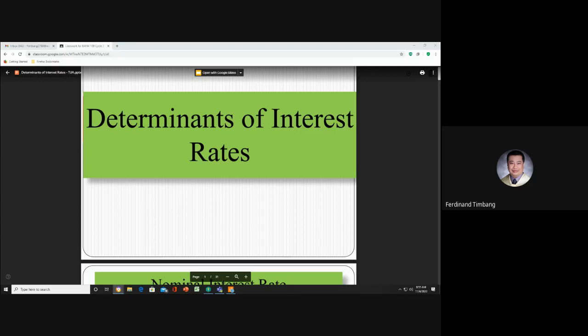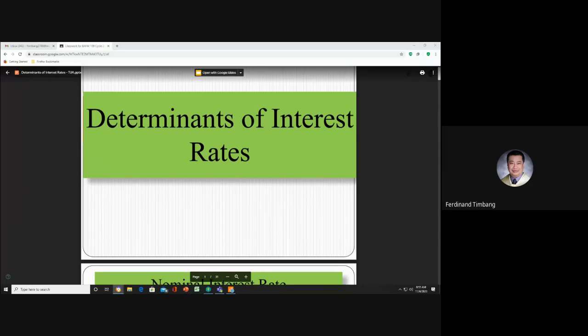Okay, so like what I said, the determinants of interest rates was already discussed before. I don't know if it was in financial management or financial markets. But anyway, there are changes that I included here in the determinants of interest rates, because this time I combined the concepts made by Saunders and by Brigham. So there are additional concepts here.